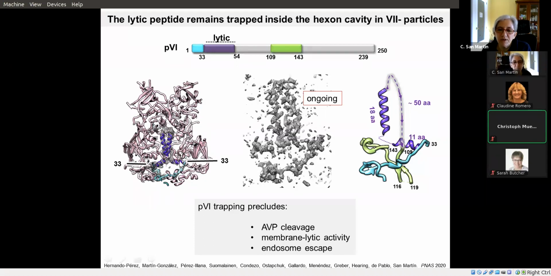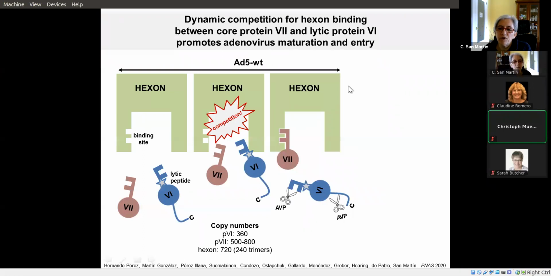And because it is trapped here, the protease cannot reach its target site, and the lytic peptide is not exposed, and that's why these particles become trapped in the endosome. So this is our model for the role of core protein 7 during adenovirus assembly and maturation. We have the hexon with a binding site that can be occupied by either protein 6 or 7.